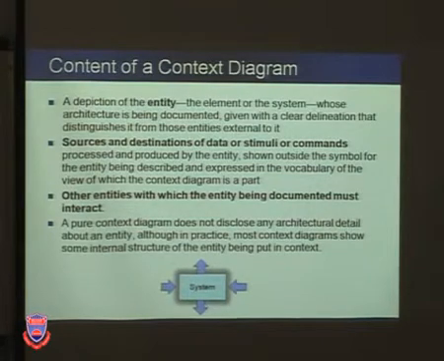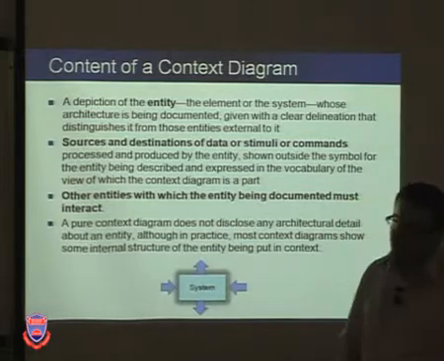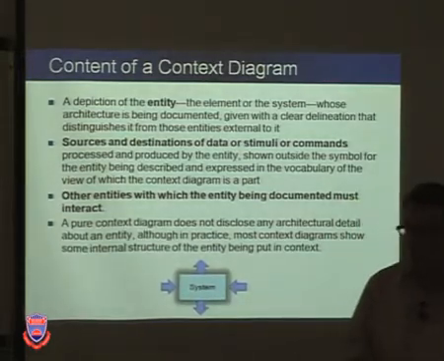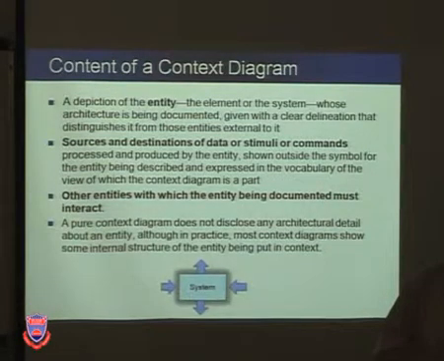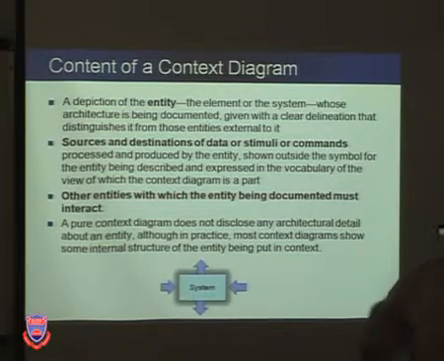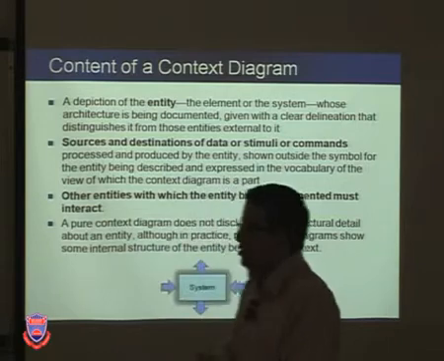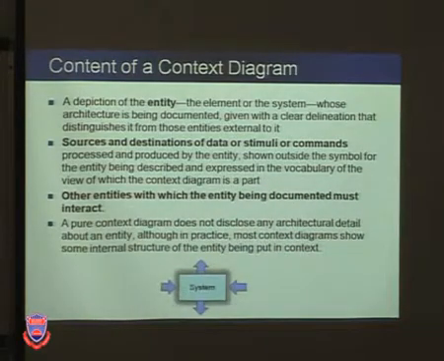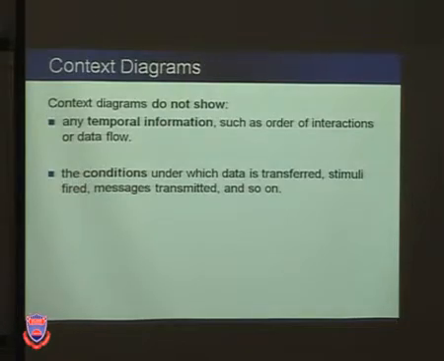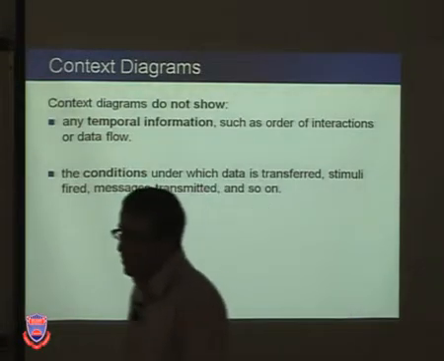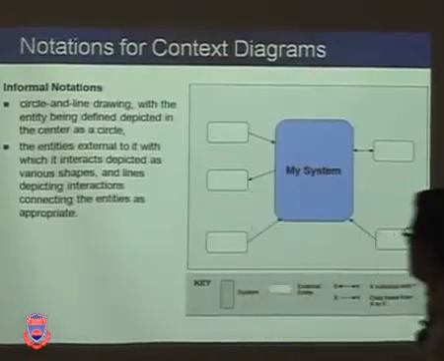In a pure context diagram, that's important, you don't specify the internal details, but you just show your system as a black box. Because your concern in context diagrams is not to represent the architecture itself, but just the interactions with the environment. But sometimes people also show the internal structure, so that you have more detail about the interactions. Context diagrams do not show any temporal information, so you don't show the order of interaction or data flow, or the conditions or constraints under which the data is transferred, etc. So it's just a very simple diagram actually.